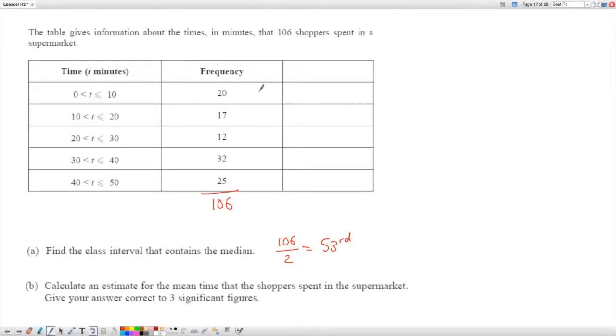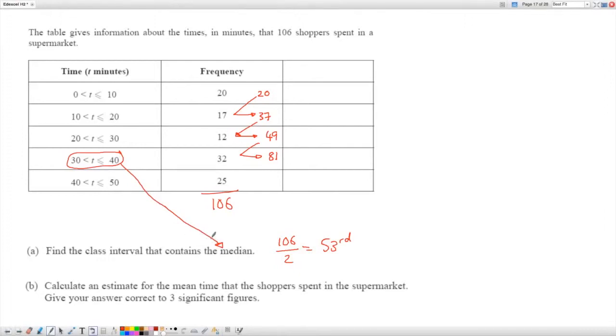Well, our first group goes up to 20. Our next group goes up to 37. 20 plus 17 makes 37. Still not high enough. 37 plus 12 is equal to 49. Still not high enough. Our next group, however, goes up to 81. So this group's too low. This group contains the median, so the 30 to 40 group.